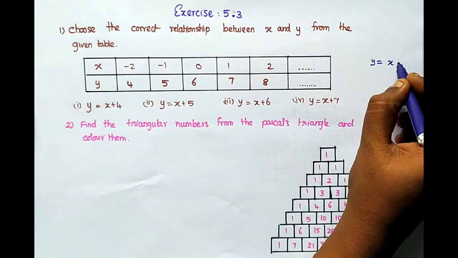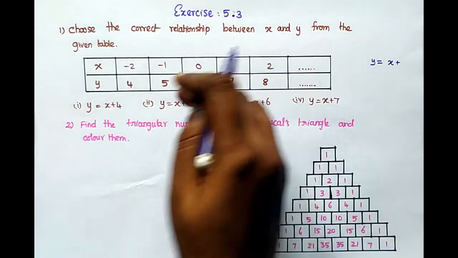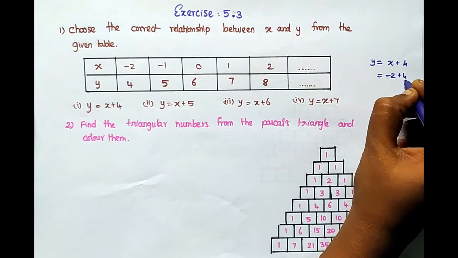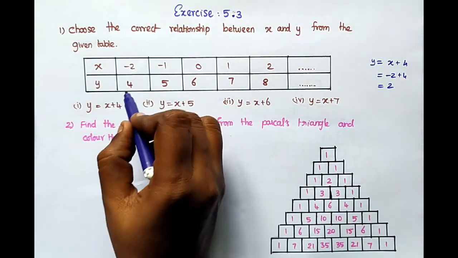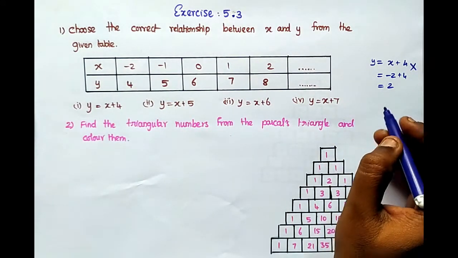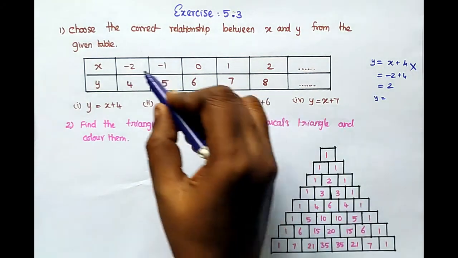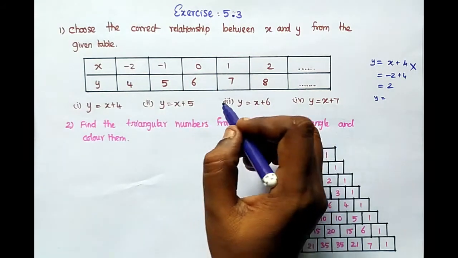First option. Listen, minus 2 plus 4 means we get plus 2 only, but they have given y equal to 4. So this option is not correct. Y equal to x plus 5. That means minus 2 plus 5, we get plus 3 only. That is also wrong.